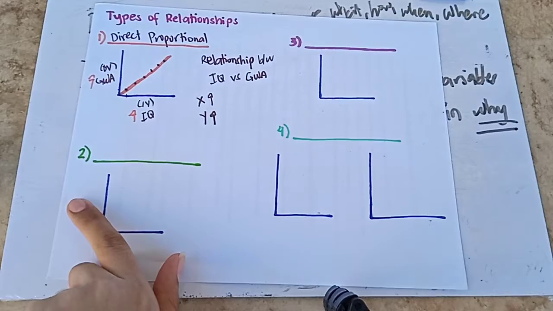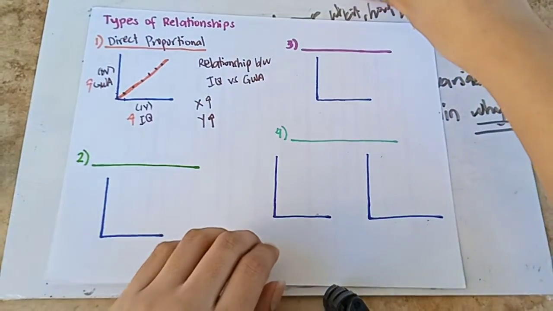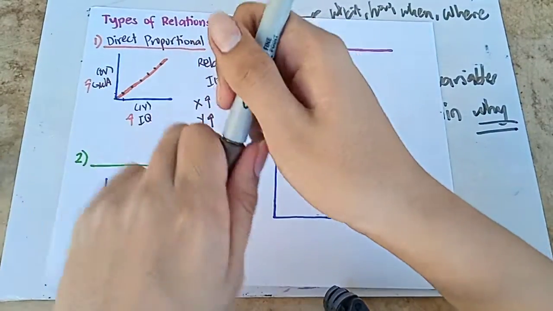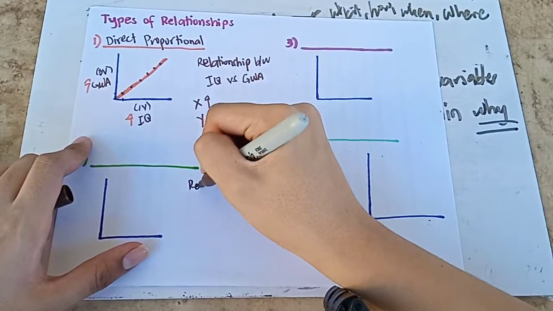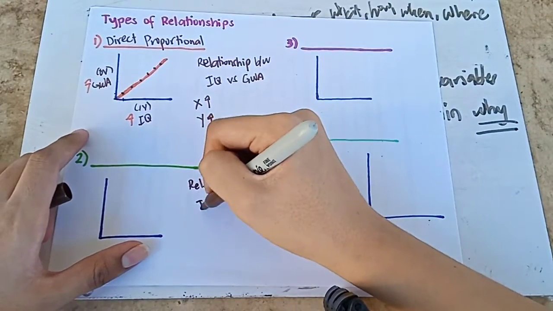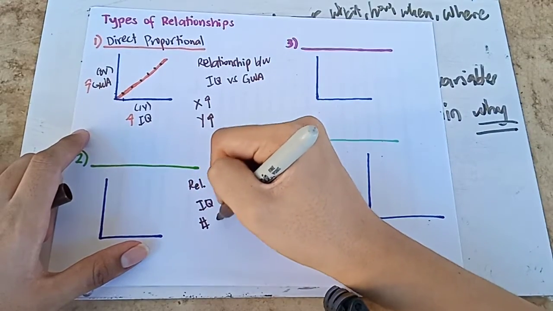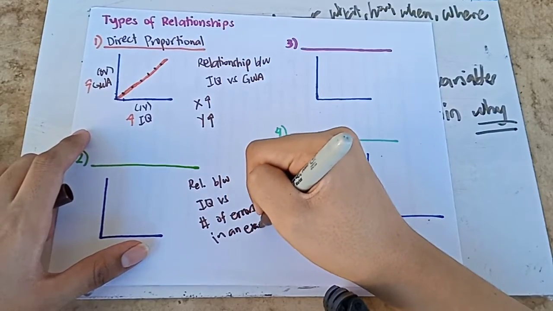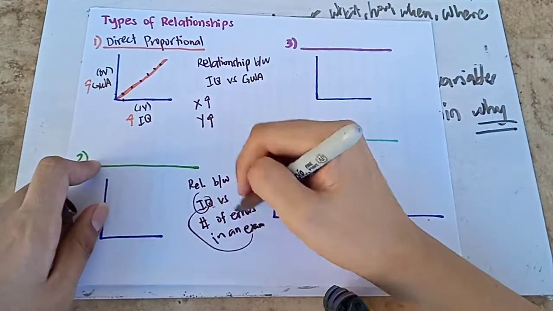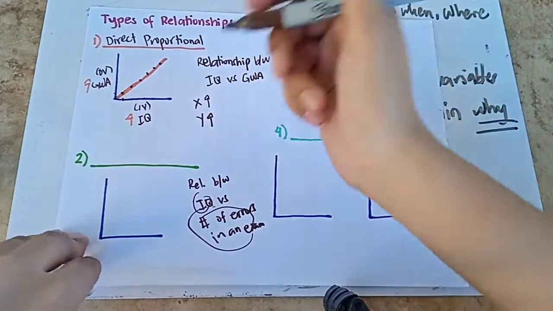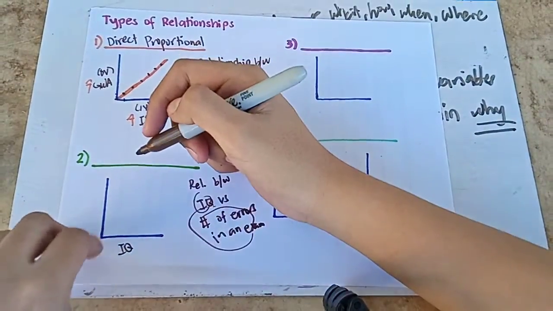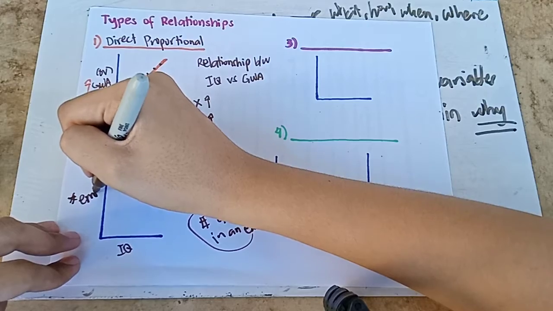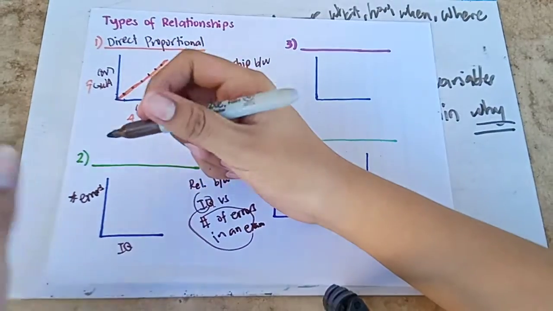Let's say that the variables present to describe the type of relationship number 2 are the IQ and the number of errors in an exam. These two are the variables. The independent variable is the IQ, obviously. Then, the dependent variable is the number of errors in an exam.